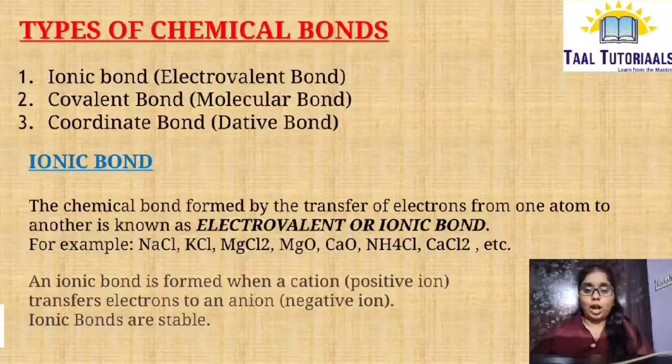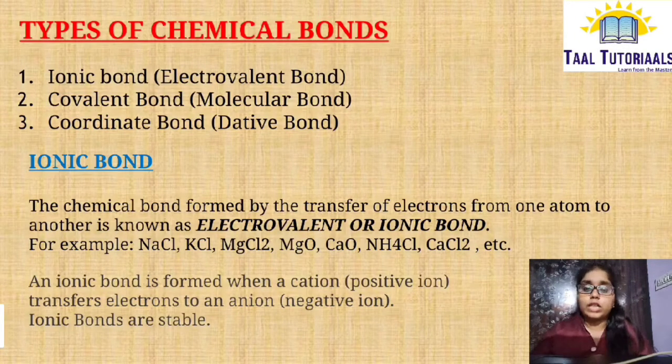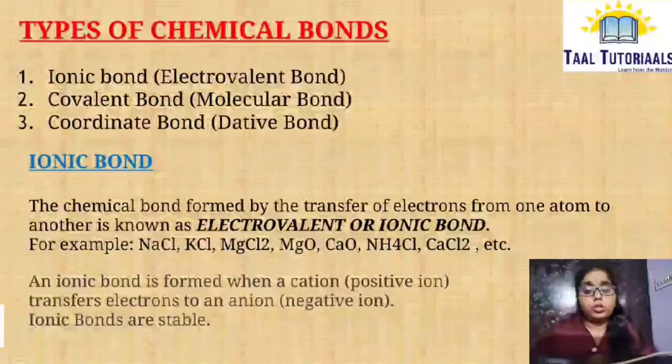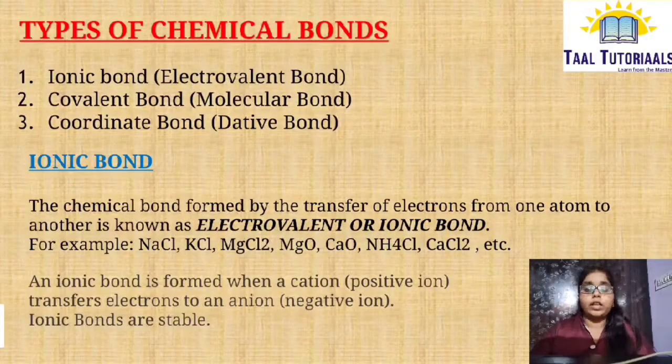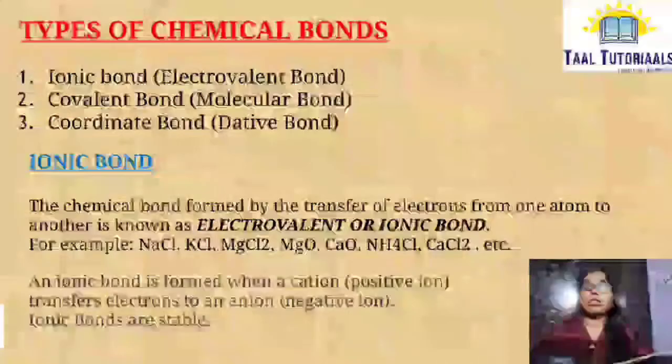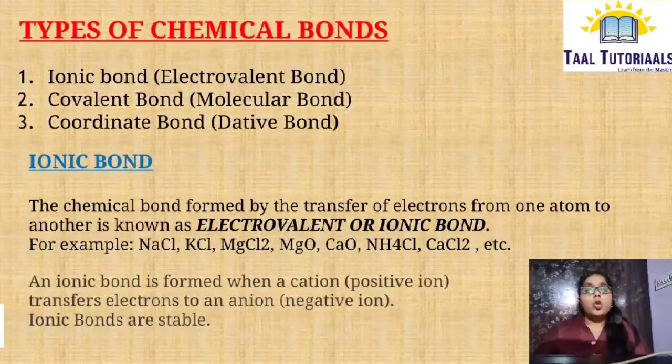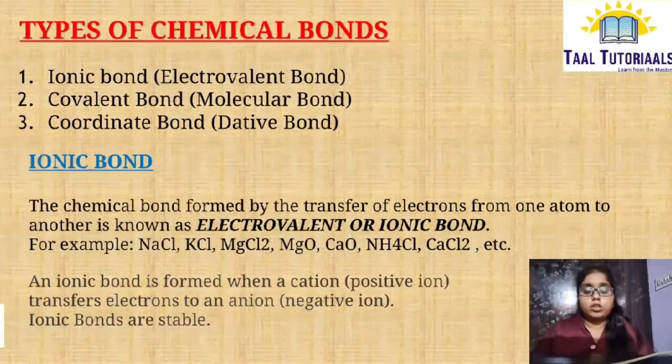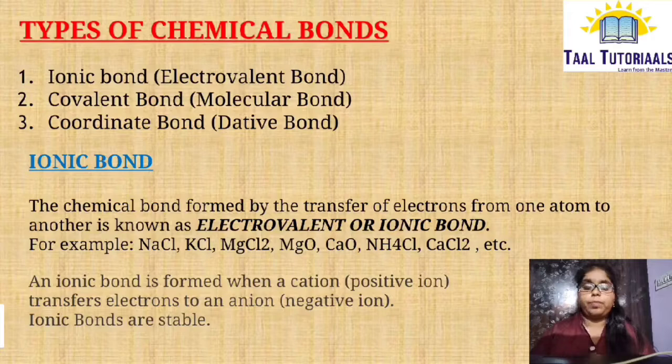Now, types of chemical bonds. In this, we have 3 types of chemical bond. One is ionic bond. Ionic bond is also known as electrovalent bond. Then covalent bond, it is also known as molecular bond. Then coordinate bond. Coordinate bond is also known as dative bond. In this part, we will know about ionic bond.